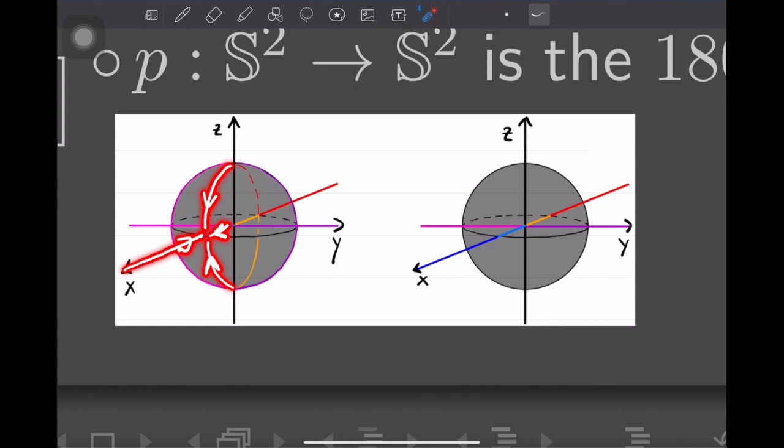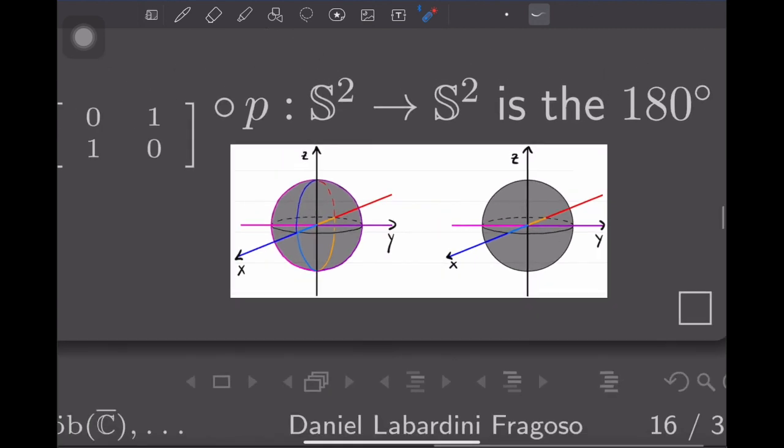Yeah. And notice that it's not a coincidence. This curve under the map I'm talking about, under this composition, turns out to be this one, which is the image under 180 degree rotation. Was it clear? Yeah.